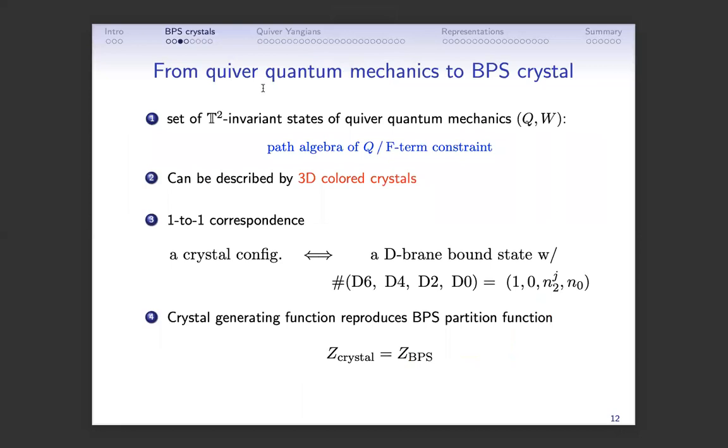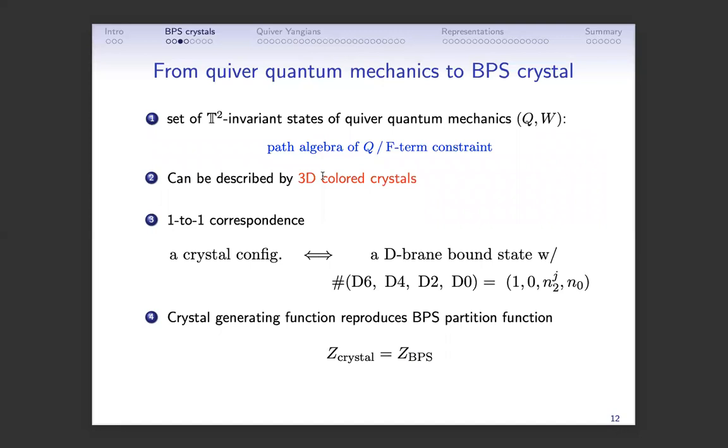So now from the quiver quantum mechanics to the BPS crystal, we look at the torus invariant state of this quiver quantum mechanics. It turns out it's given by the path algebra of Q modded out by the F-term constraints. So this can be described by certain 3-dimensional colored crystals.